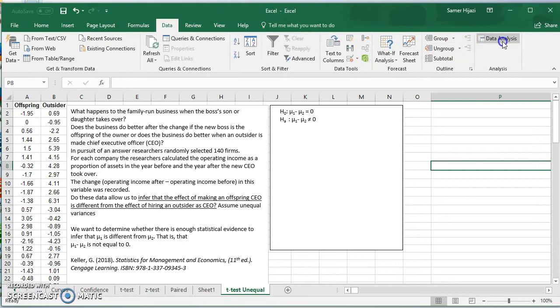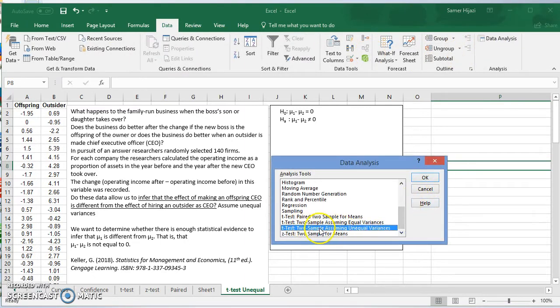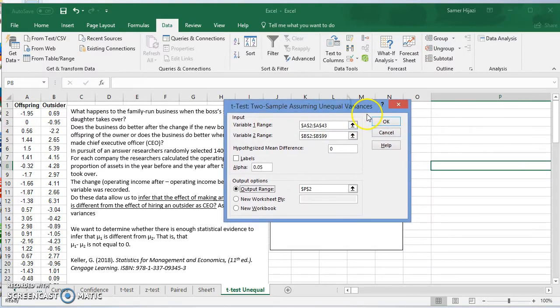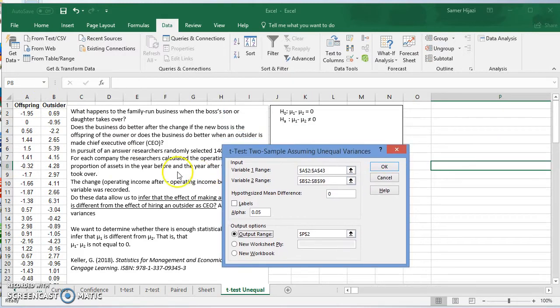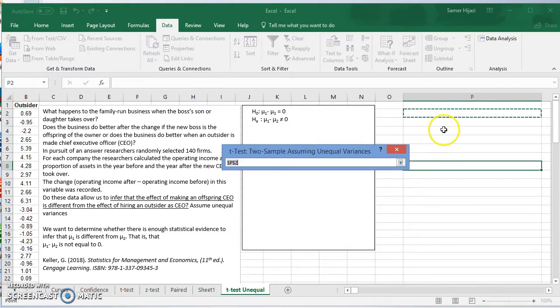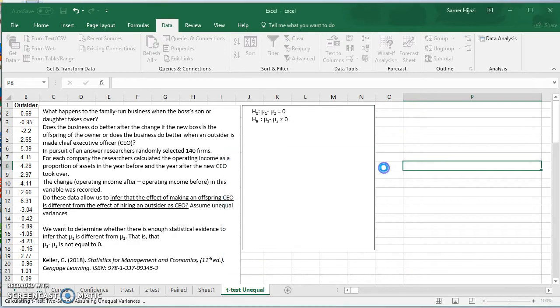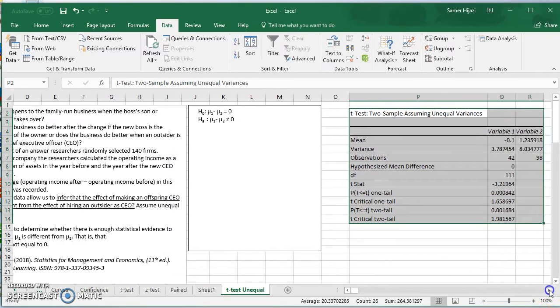So let's perform the t-test. Let's go to Data, Data Analysis, and t-Test: Two-Sample Assuming Unequal Variances. The first variable range is selected here, from A2 to A43, because we have fewer offspring companies than outsiders. And we selected the second variable range for the outsider, B2 to B99. The hypothesized mean difference is what we have in the claim, which is 0. Alpha is 0.05, and we're going to place the result over here. So all we need to do is press OK, and we're going to have the answers over here.